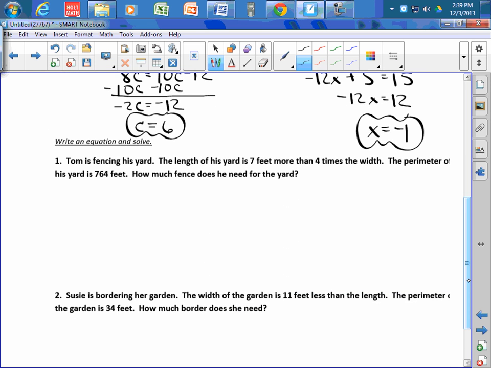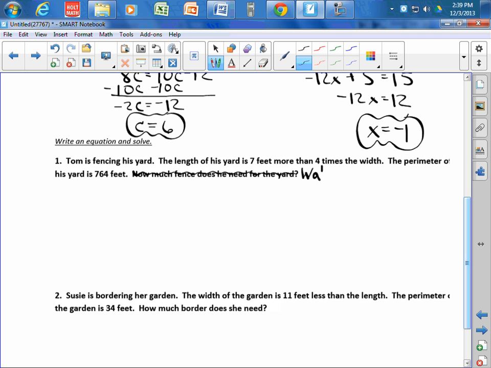In number 7, Tom's fencing his yard. The length of his yard is 7 feet more than 4 times the width. The perimeter is 764 feet. We need to rewrite this. Sorry about that. That is a misprint. Not how much fence does he need is the question, and you need to change this on your paper if it's not already.